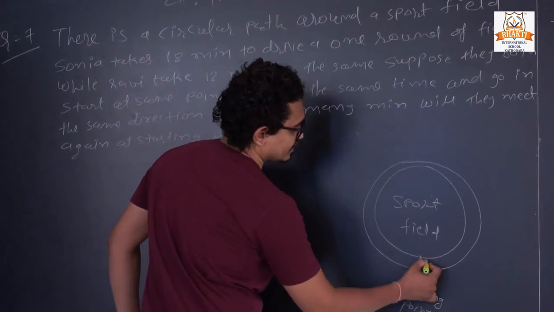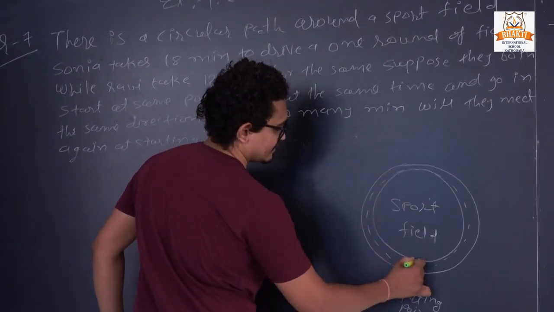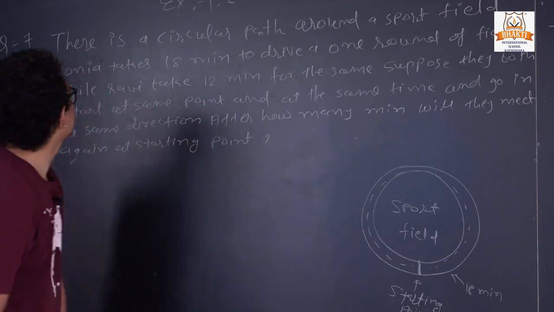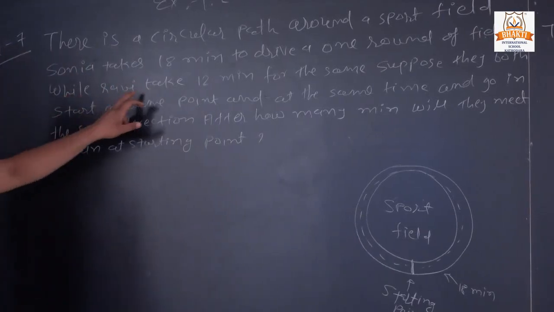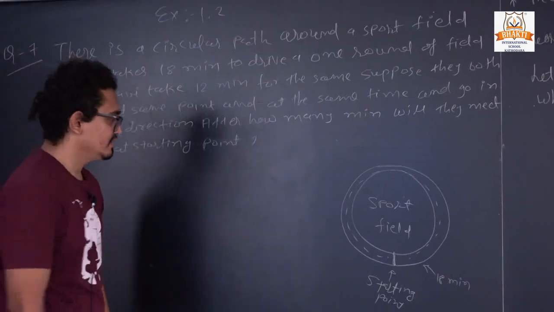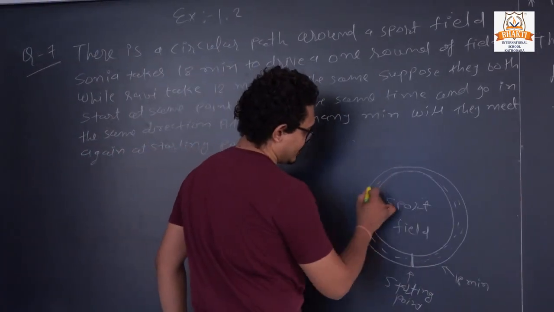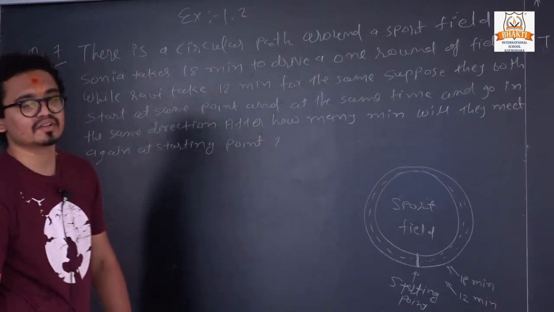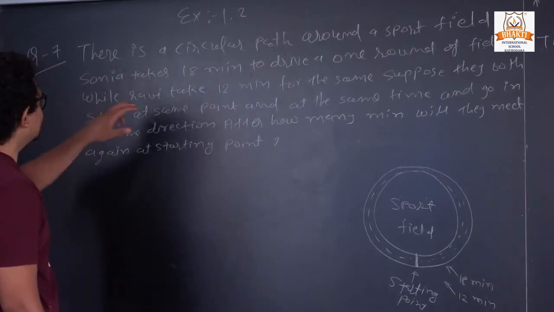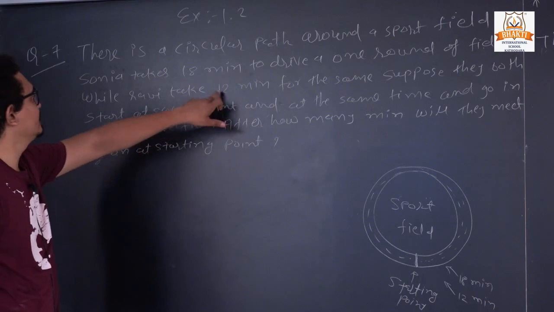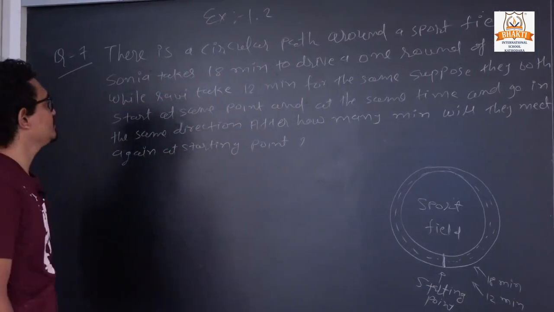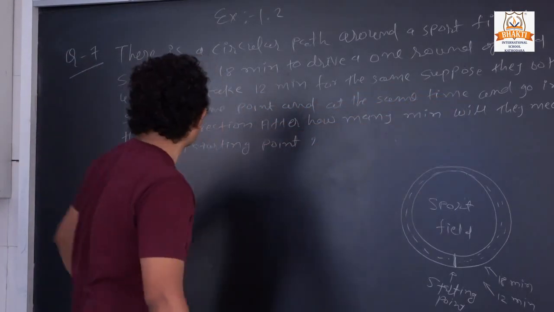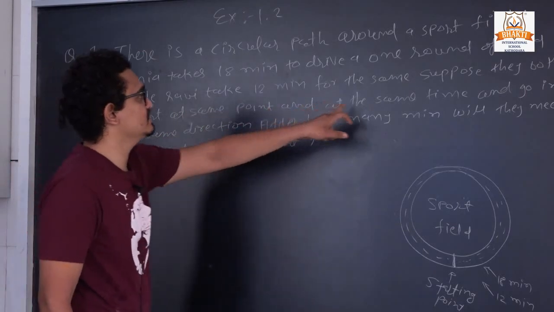So if Sonia takes one round, how many minutes does she take? 18 minutes. Next, Ravi takes 12 minutes for the same round. So they take 12 minutes only. It means clearly that Ravi takes a shorter time and Sonia takes more time compared to Ravi. Now they are asking, suppose they both start at the same point and at the same time.